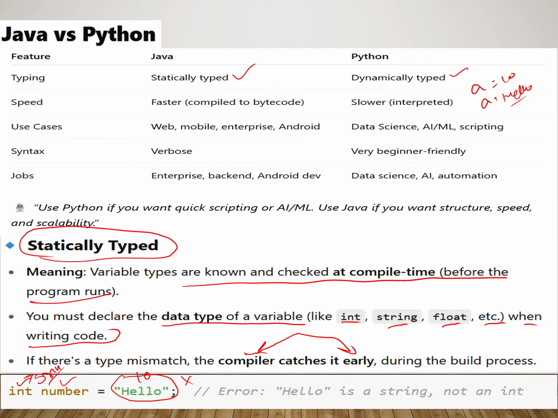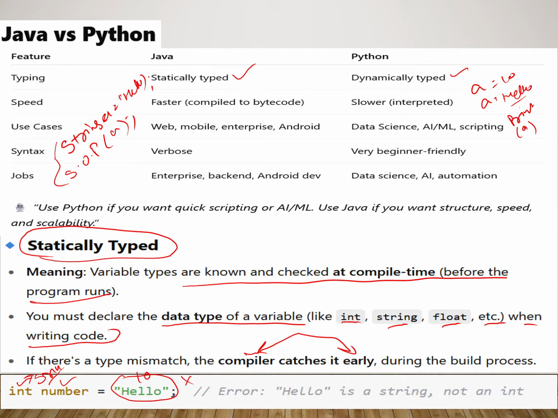See here, suppose you want to print hello, then in Java how can you write it? You can write string a equals hello, then System.out.println(a). But in Python you can directly write print(a). There is no need to write lengthy code, whereas Java has some lengthy code.